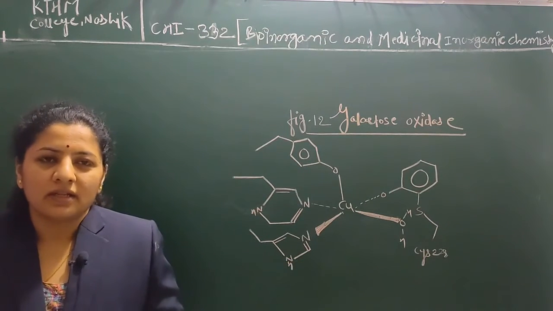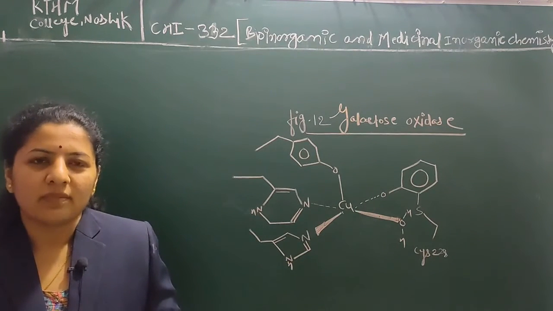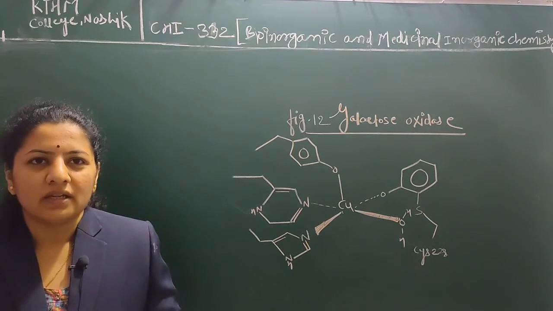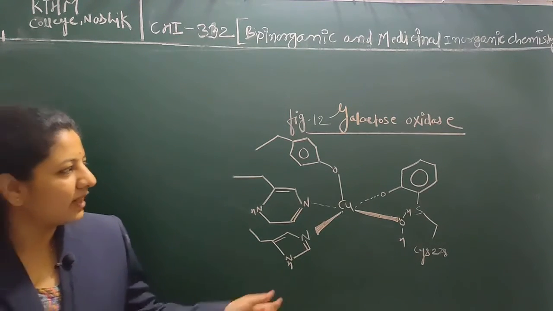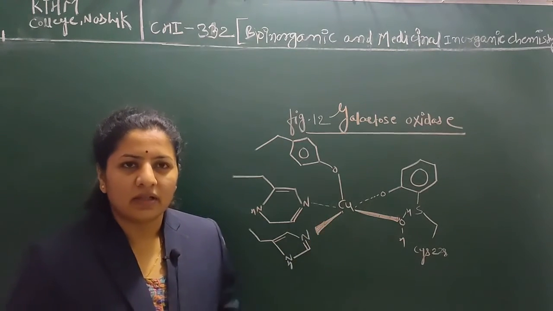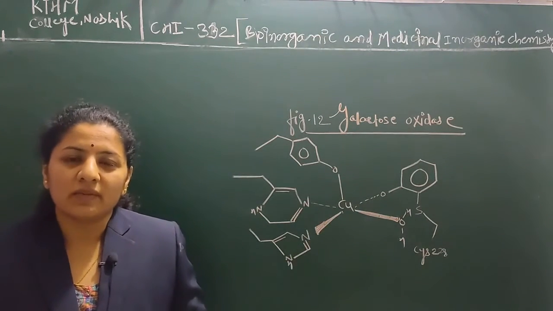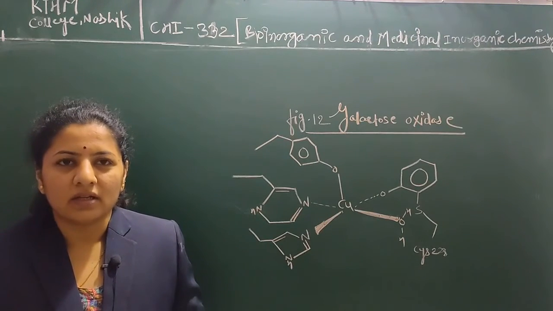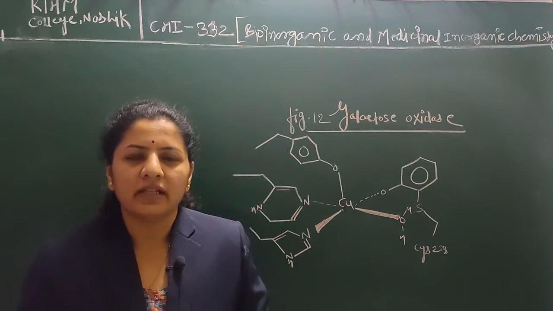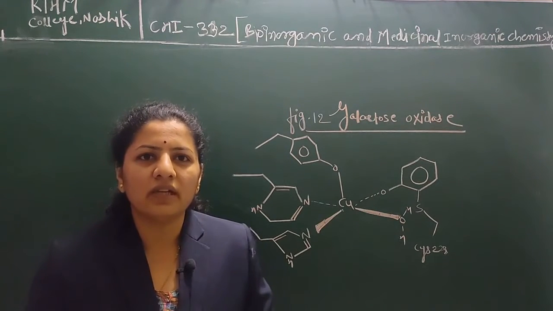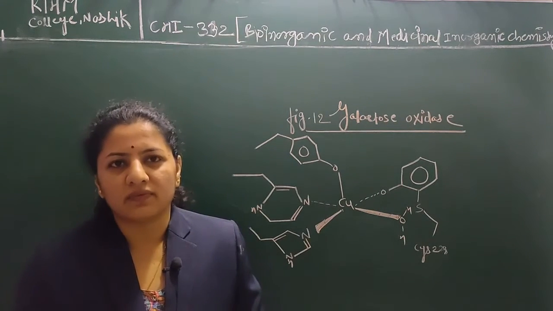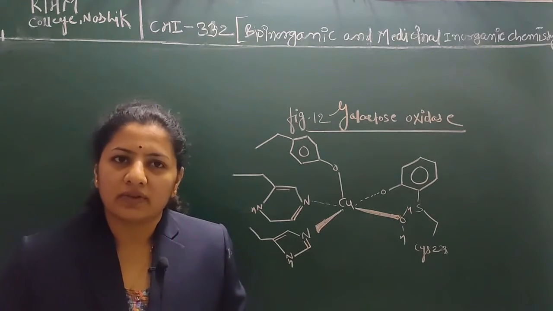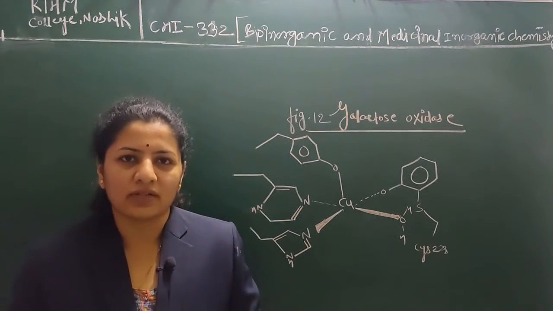Dear students, in this lecture we are going to discuss the metalloenzyme of copper, that is galactose oxidase. Galactose oxidase is a member of the oxidoreductase family of enzymes. In galactose oxidase, copper is the active site. The speciality of this enzyme is that it is a free radical enzyme where copper is the active site. It catalyzes the oxidation of D-galactose in species of fungi. So let's discuss the structure, function and reaction of galactose oxidase.